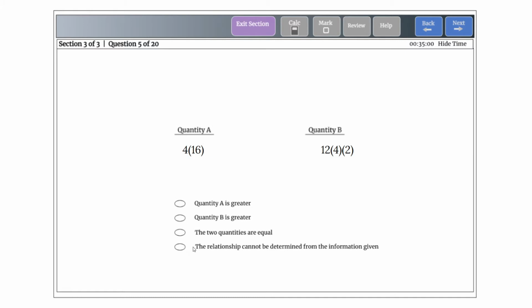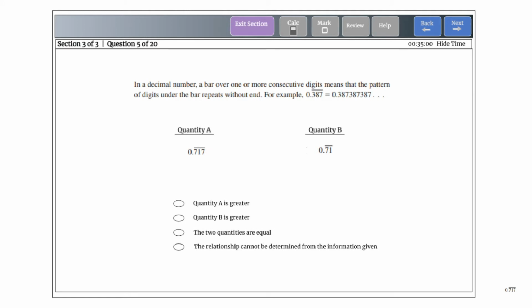These four answers should be things that you become so familiar with that you don't even need to think about them. They should be memorized. It should be automatic. To solve this particular question, we would probably just do the math. You could punch this in the calculator, or try to do it in your head. Eventually you'll get that quantity A is equal to 64, where quantity B is equal to 86. Of course, 86 is greater than 64, so we would just click on quantity B is greater, and that would be that.